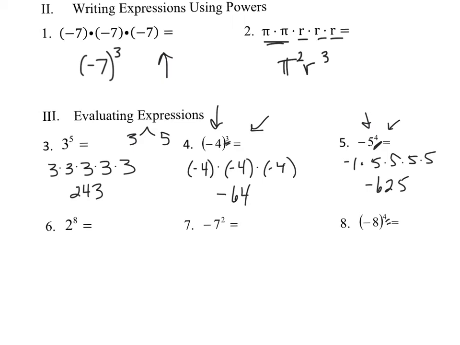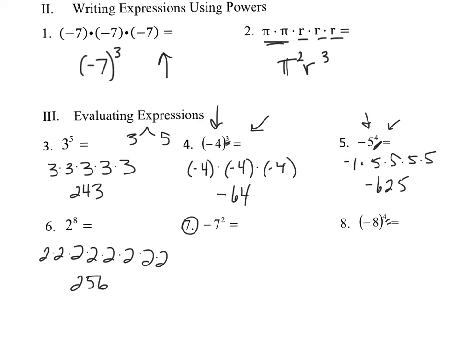So looking at number 6, you have 2 to the 8th power. So that's going to mean I want you to take 2 times 2 times 2 times 2 times 2 times 2. 1, 2, 3, 4, 5, 6. I lost my track. Times 2 times 2. And that's going to give you, using your calculator, 256.